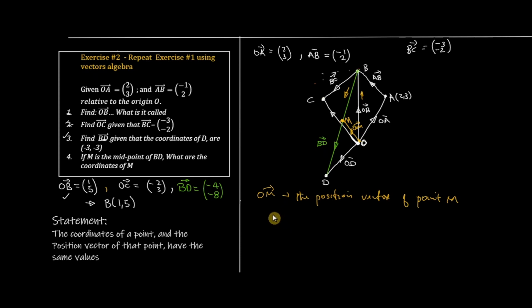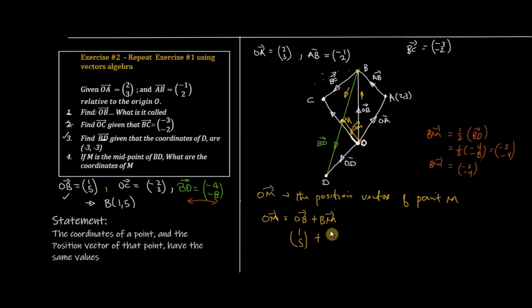So we could write vectorially OM is equal to OB plus BM. So do we have values for these vectors? Okay, so OB is 1, 5 and BM we need to determine. Now note we're given that M is the midpoint of the line BD, and therefore we could write that BM must then be equal to half of the length, which is BD. And since we have a value for BD, this is BD, we could write that is half of -4, -8, which is equal to -2, -4. So we now have a value for BM being equal to -2, -4.